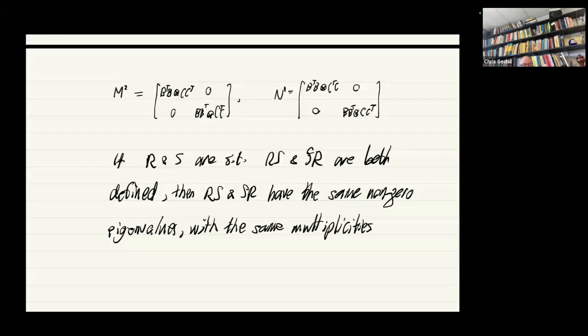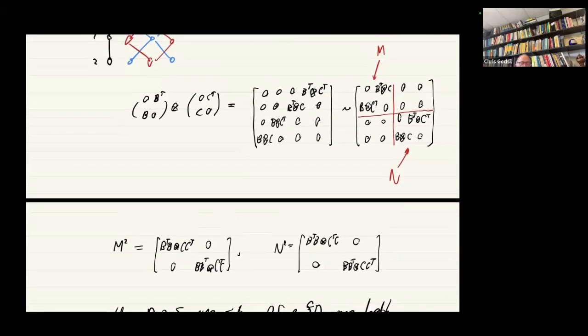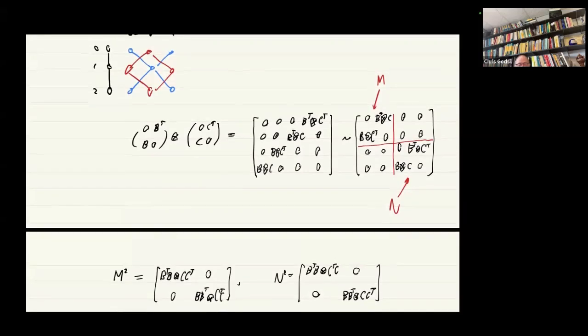And so that implies C transpose C and C C transpose are cospectral, but for zeros. And so that means that this is similar to this, and so we conclude that M squared and N squared are cospectral, ignoring zeros, and therefore, since they're bipartite graphs, M and N are cospectral. So this gives you a proof.